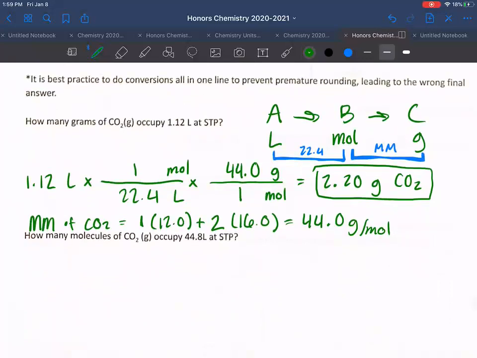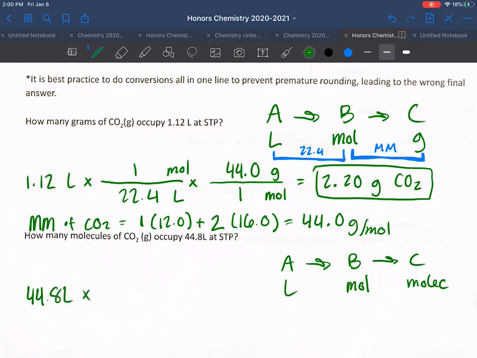How many molecules of CO2 occupy 44.8 liters? So if I set up my calculation here, A is going to be liters, B is always going to be moles, and C is going to be molecules. And so if we start with 44.8 liters, we know we are going to want to go from liters to moles. And so we use our lucky number, 22.4. One of them, we got a couple here. 22.4 liters per 1 mole.